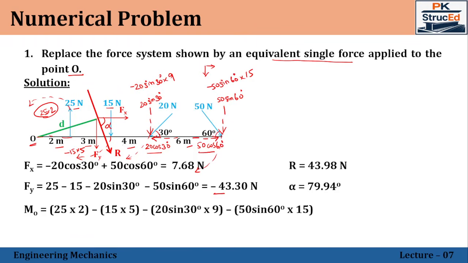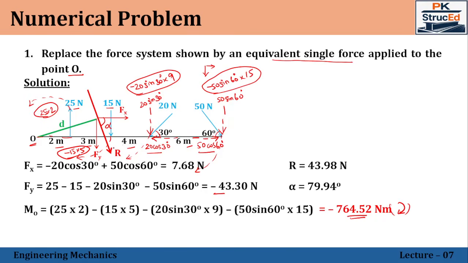So 25 into 2 minus 15 into 5, then minus 20 sine 30 into 9, and then minus 50 sine 60 into 15. So that is the net moment about O of all these individual forces, which comes as minus 764.52, which is clockwise, since we are getting a negative.